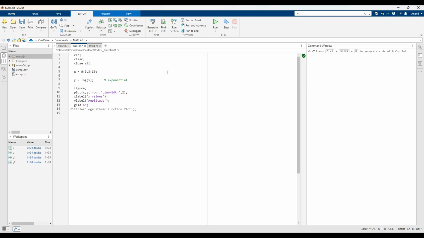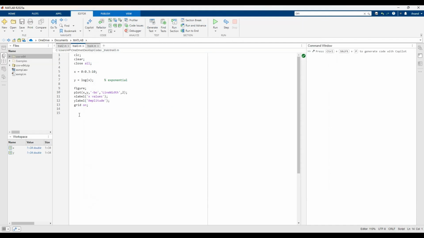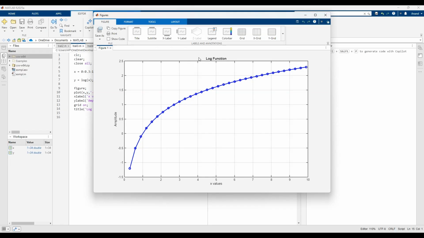Okay, let's see first. So the graph is showing like that. Just see. So the next thing is just write the title. Which kind of graph is this? The title is log function. I would write log function. Okay, let's see. Yeah, just see, the log function is there. The graph looks like this.